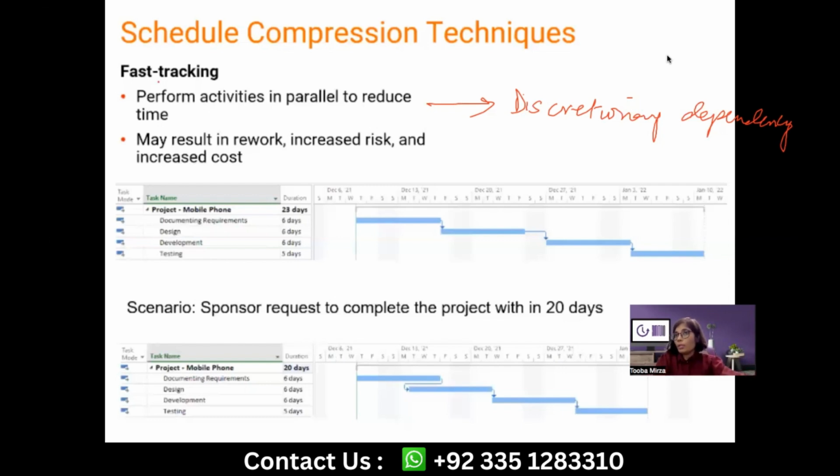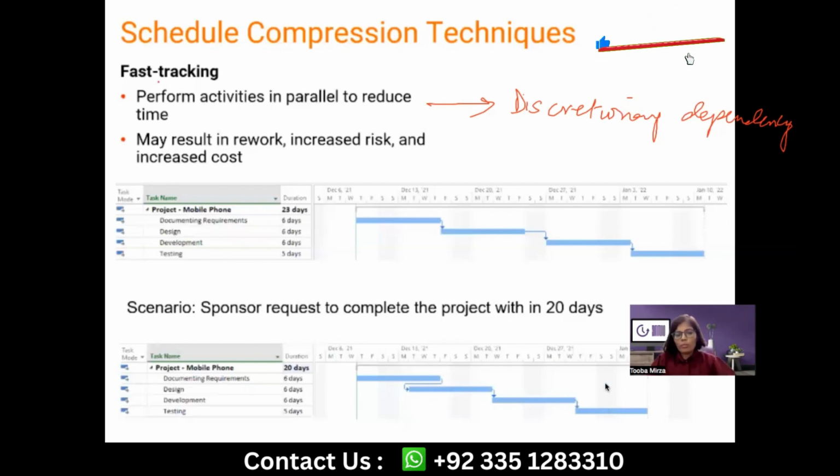That's why I'm saying it may increase risk if you are not going to plan it carefully. It's not only about checking the discretionary dependency, it's about checking everything which is going to make a change in the plan, especially the resource availability. And if all of that is a possibility, then you can do the fast track. So you can see that by starting the design task 3 days early, everything which is dependent on that is going to start 3 days early, and accordingly, you are going to deliver the project 3 days early.